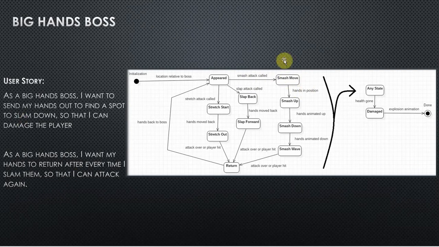The right hand picks a random spot on the screen, and they travel to those spots. Once they both get into the correct position, they go into a smash up state, which makes the hands bigger on the screen, which makes it look like they're coming up towards the player. This gives them an indication that they're going to smash down. Once they're animated up, they smash down, so they get smaller until they hit the ground.